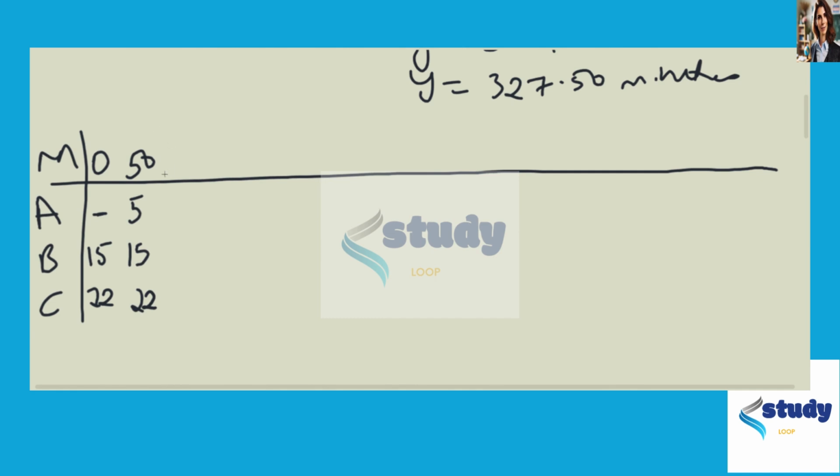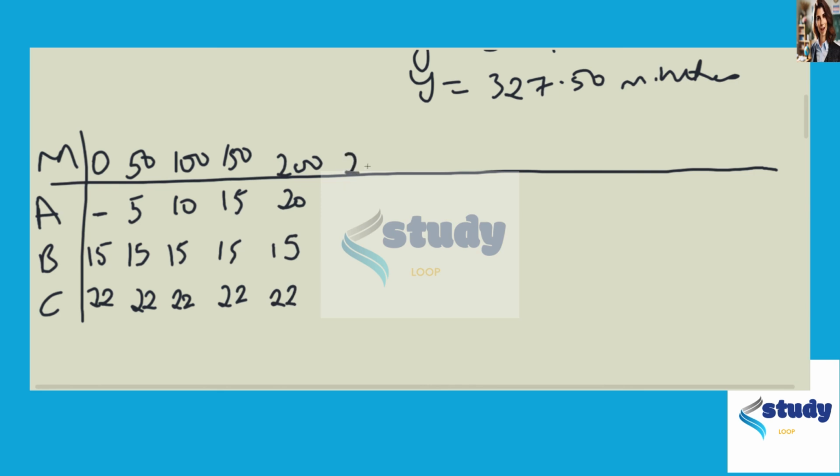This is in minutes. So for 100 minutes, we're going to have $10 for A, 15 for B, and still 22 for C. For 150 minutes, we're going to have 15 here, 15 here, and 22 here. For 200 minutes, we're going to have 20 here, 15 here, and still 22 here. For 240 minutes, because that's where there's a change, we're going to have 24 here, 15 here, and 22 here.